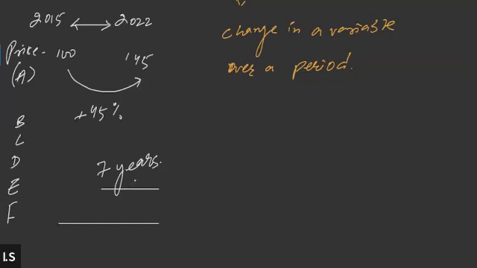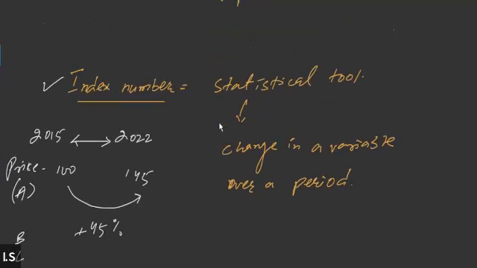Then we cannot calculate the change in the price of commodities item by item. In that case, we can simply apply this tool and find out the index number. That will give us an idea how much the price has changed over a period of time. So in simple terms, we can say that index number is a statistical tool which is used to calculate the change that has occurred in a variable over a period of time.